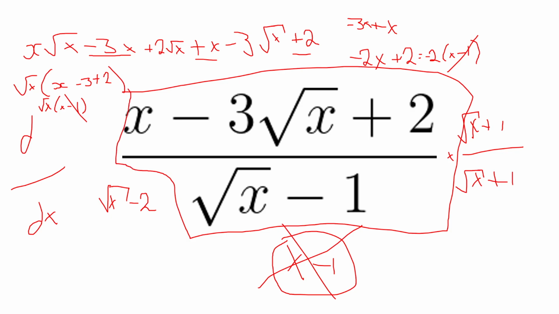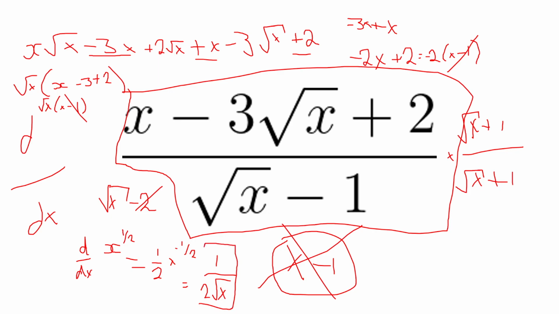Now we need to differentiate this. Any constant just becomes 0. Root x, we convert this to x to the power of a half. And differentiating this gives us 1 over 2 x to the minus 1 over 2, or 1 over 2 root x. And this is our answer.